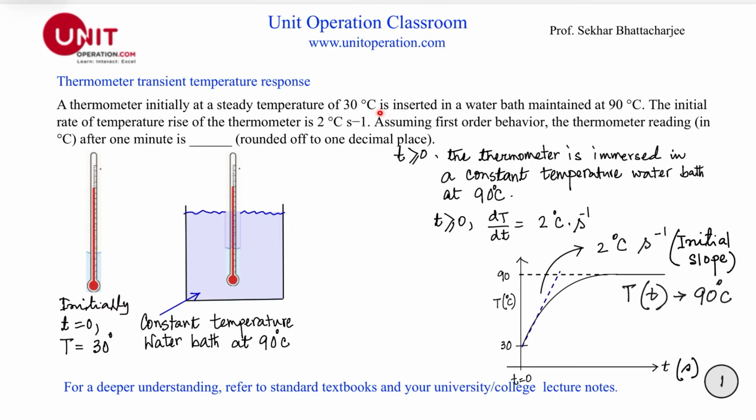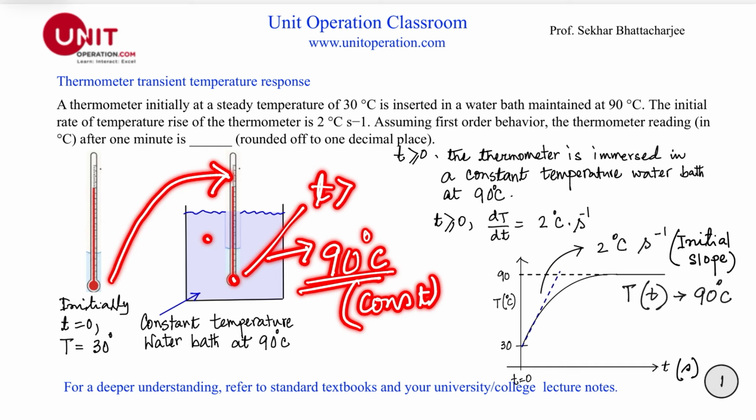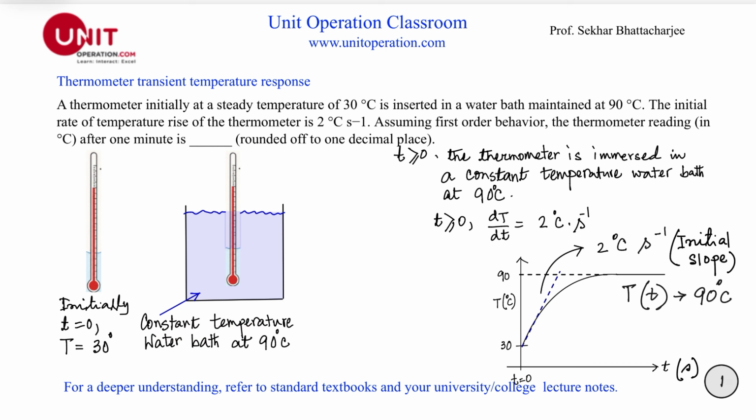Now, this is inserted in a water bath at 90 degrees Celsius. So suddenly this is inserted in a water bath here. The water bath temperature is constant at 90 degrees Celsius. So at time t greater than or equal to 0, this bulb is experiencing a temperature of 90 degrees Celsius. So it will start rising. That's what we have to find out.